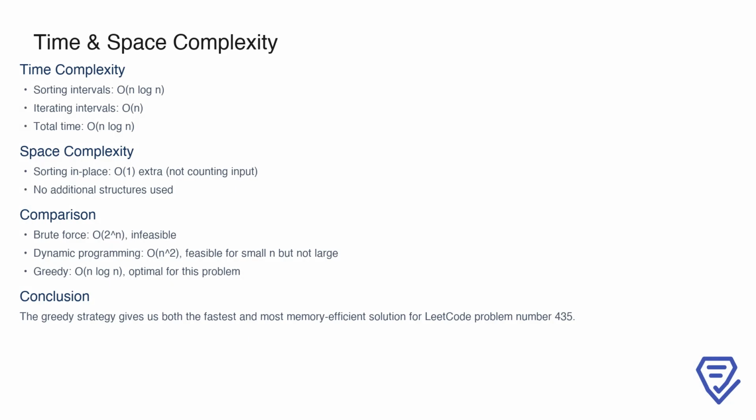For LeetCode problem number 435, the time complexity for the greedy solution is dominated by sorting, making it O(n log n). Iterating through each interval is linear. Space-wise, sorting can be done in place, requiring no additional memory beyond variables for tracking. Compared to brute force and dynamic programming, which are much slower and consume more resources, the greedy method stands out as optimal for both time and space. This guarantees high performance even for the largest permitted input sizes.